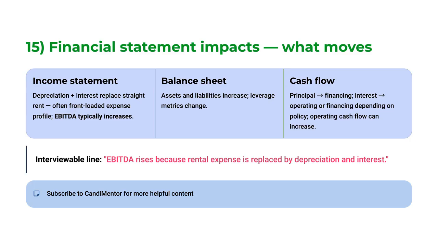Financial statement impacts. What moves the income statement? Depreciation plus interest replace straight rent. Often a front-loaded expense profile. EBITDA typically increases. On the balance sheet, assets and liabilities increase. Leverage metrics change. Cash flow: principal is financing, and interest is operating or financing depending on policy. Operating cash flow can increase. Interviewable line: EBITDA rises because rental expense is replaced by depreciation and interest.